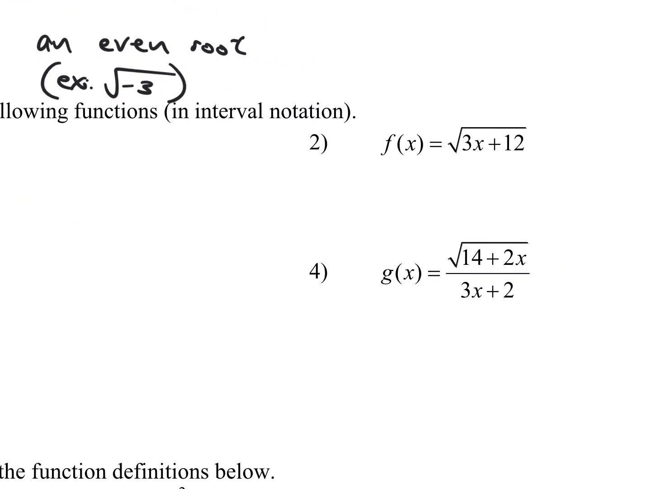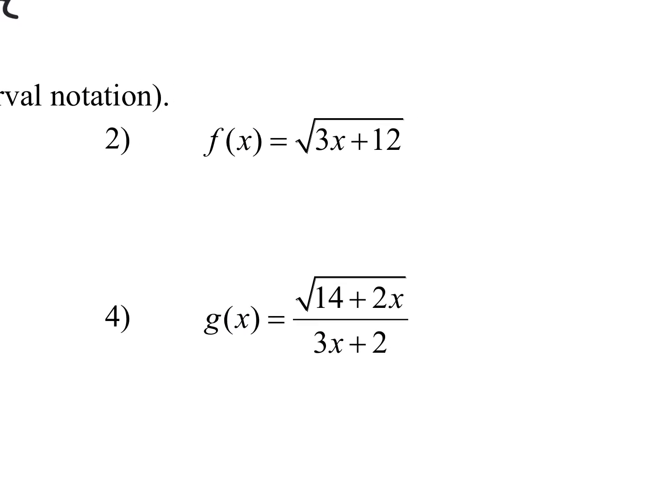Let's look at another one. Here I have f of x equals the square root of 3x plus 12. Well, I need to account for the situations in which this quantity, 3x plus 12, well, that value must be greater than or equal to 0. I know that based on the work we did with square roots last year.